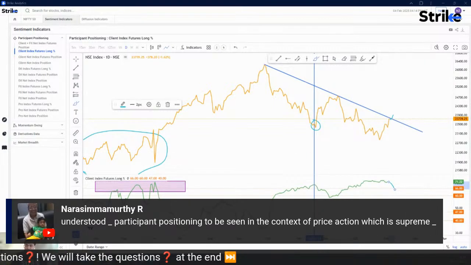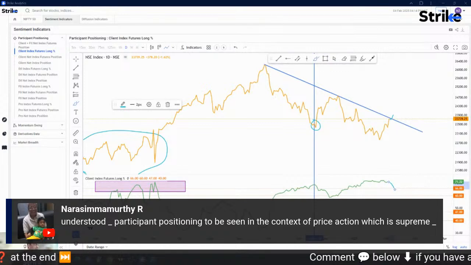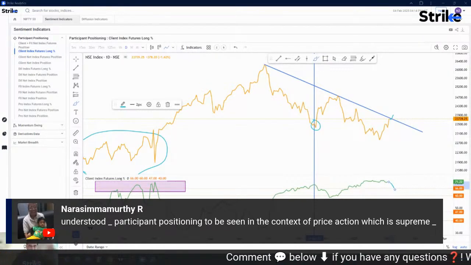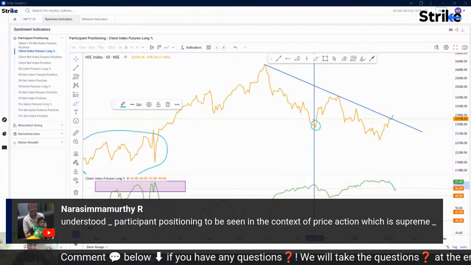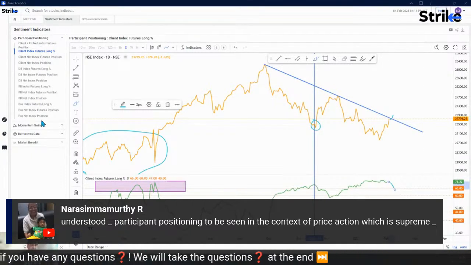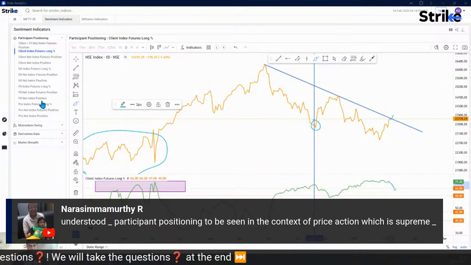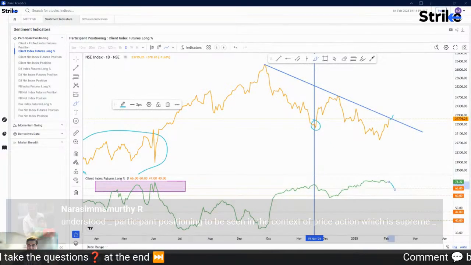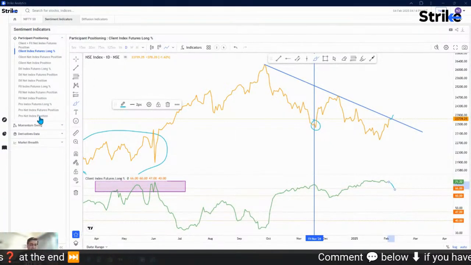Yes, absolutely right, Nasima Murthy. So everything, not only participant position, everything: first look at the price, meaning first look at the Nifty index, and then to confirm that, there are these various indicators over here.